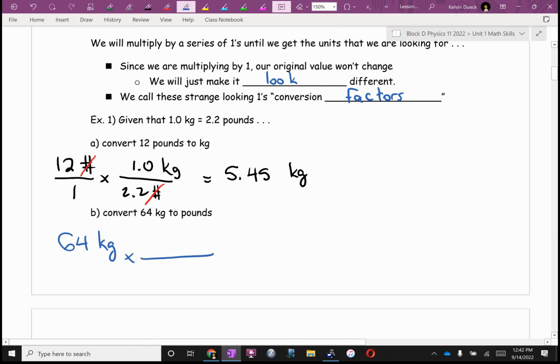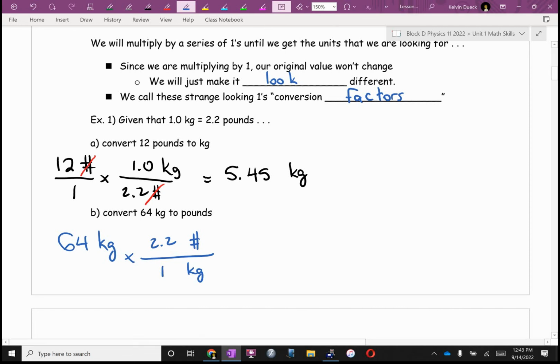I want to get rid of kilograms. Where am I going to put it in the next fraction? By the way, what if kilograms was on the bottom of the first fraction and I wanted to get rid of it? Where would it go in the next fraction? On the top. Easy peasy. And on top, pounds. But this is not the correct conversion factor. What's my conversion factor that Brian read for us earlier? Apparently, 2.2 of these is one of those.